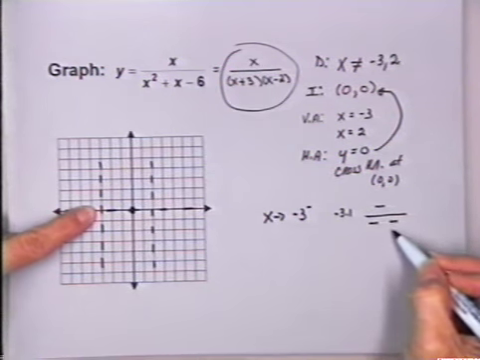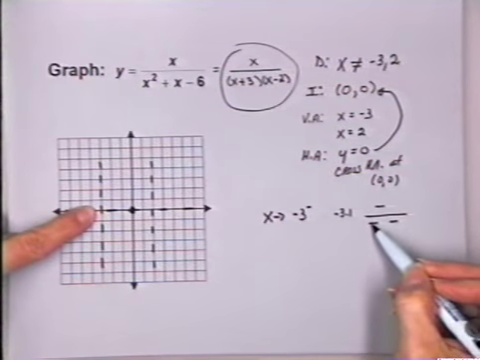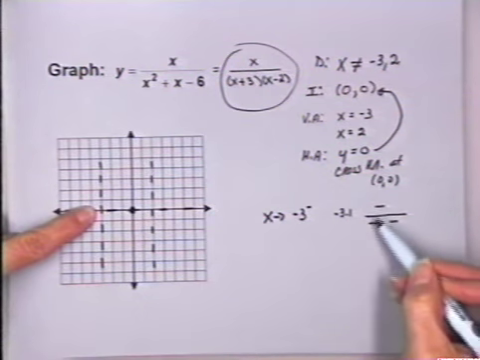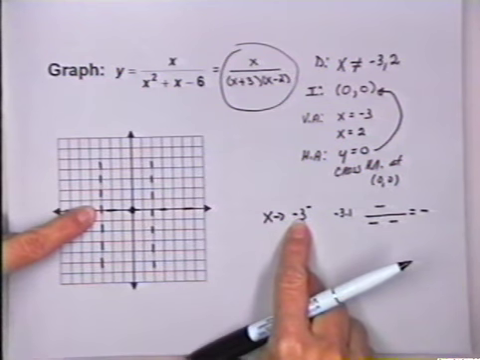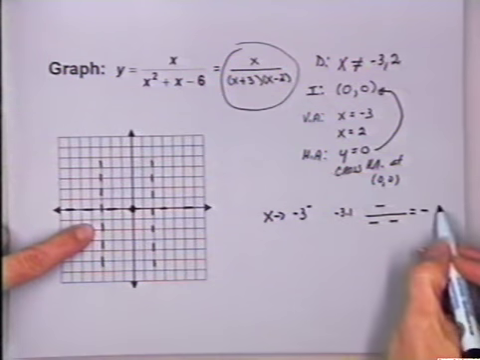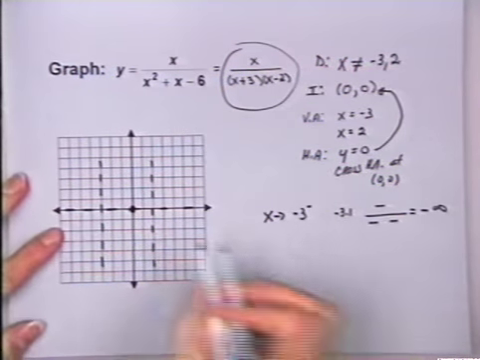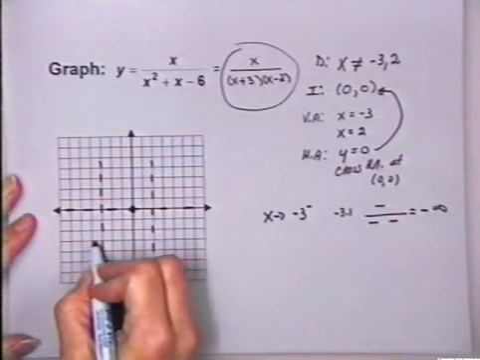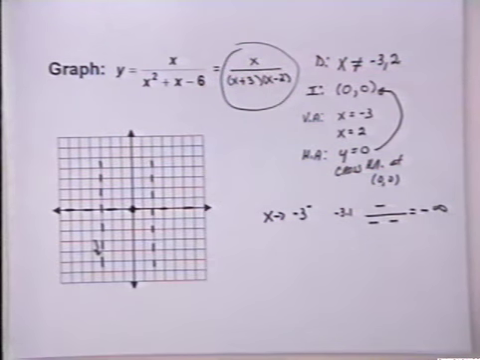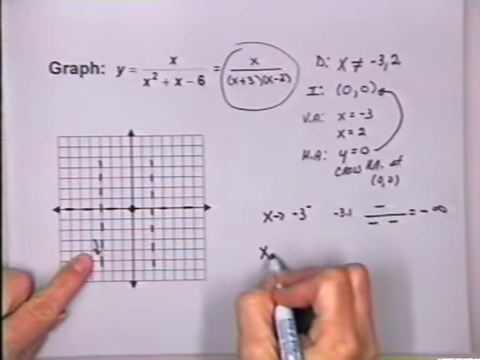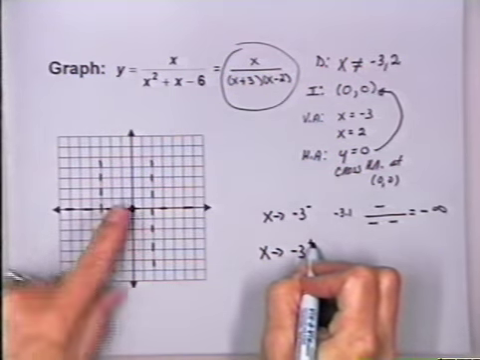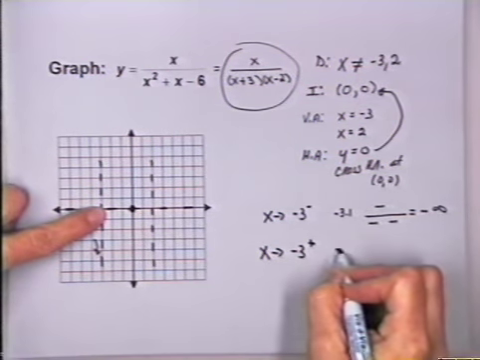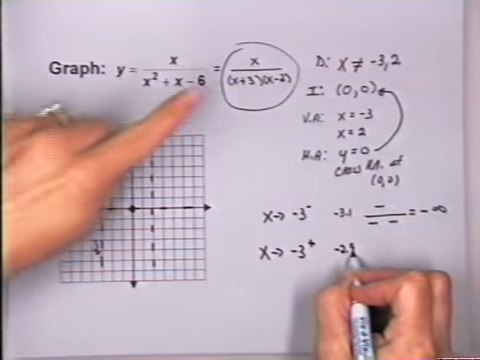Now look at this configuration. A negative over a negative times a negative is a negative over a positive, which overall gives me a negative. Since this is a vertical asymptote, I know it's going to be going either up or down. This negative sign tells me it's going to be going down, negative infinity. So on the left-hand side of my asymptote, my graph is coming down like this. Now, let's look at -3 on the right-hand side. Pick a number just on the right-hand side of -3. That might be -2.9.